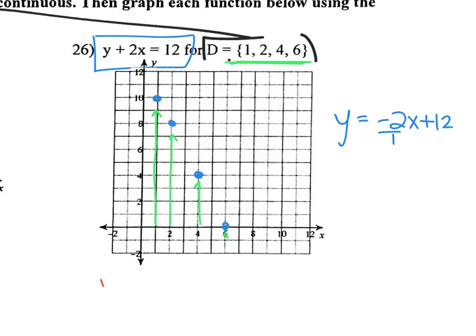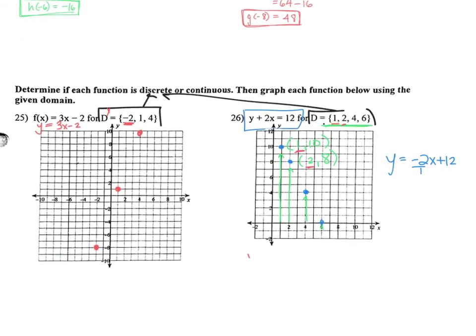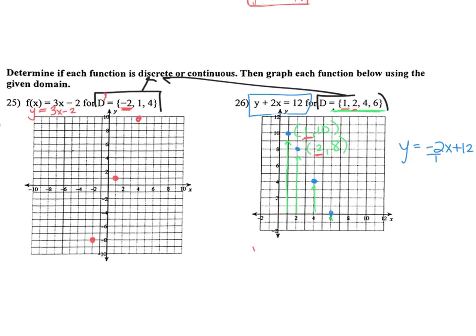Another thing you can do to check is to name your ordered pairs. Like this is (1, 10), (2, 8). And as long as you notice that all these x values are lining up with the x values that you were given, you know that you've done the right thing. So here are your answers for that section.